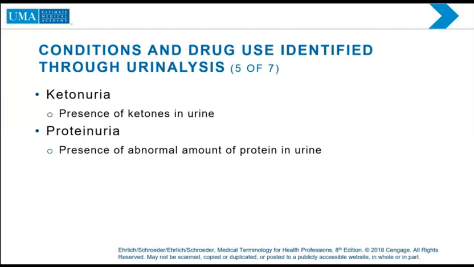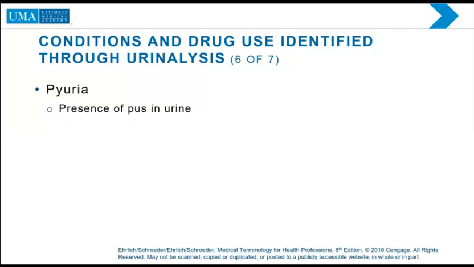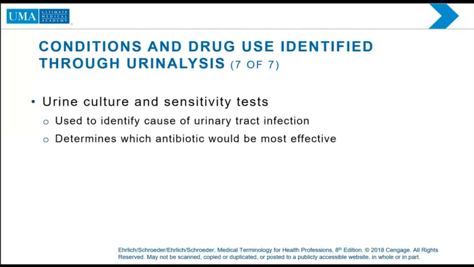Ketonuria is the presence of ketones in urine. Pyuria is the presence of pus in urine. Urine culture and sensitivity tests are used to identify the cause of urinary tract infections and determine which antibiotic would be more effective.